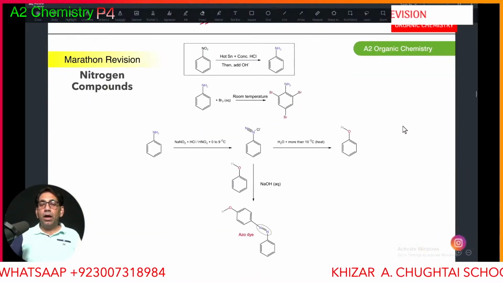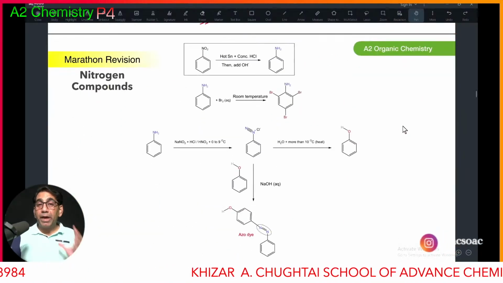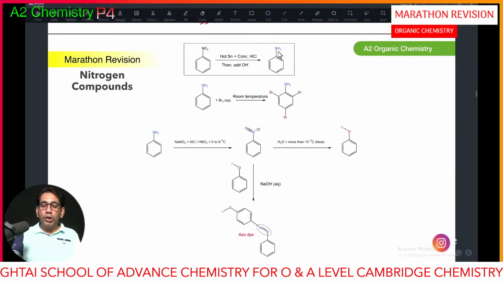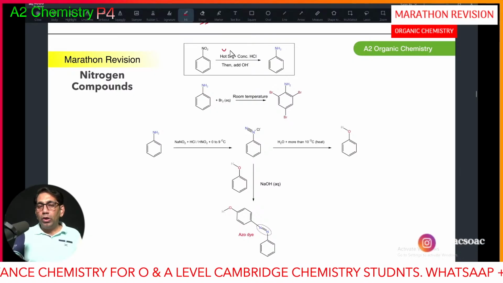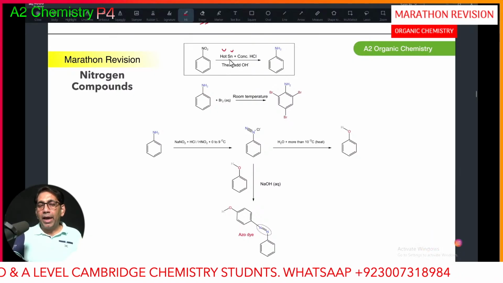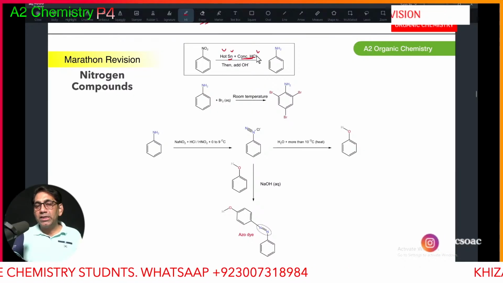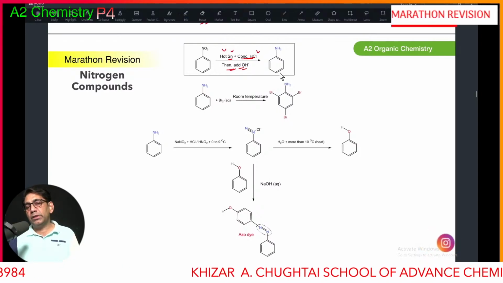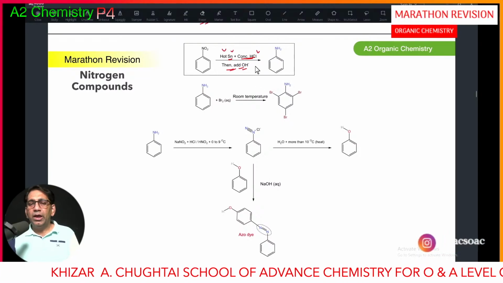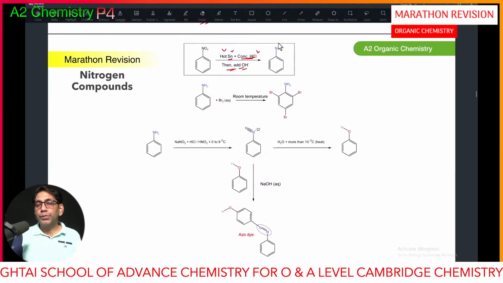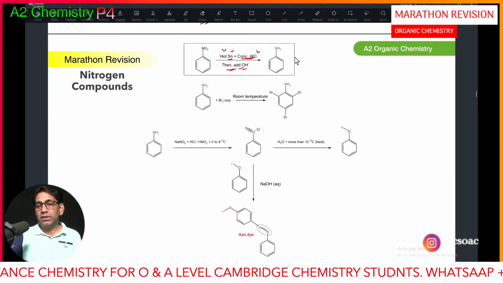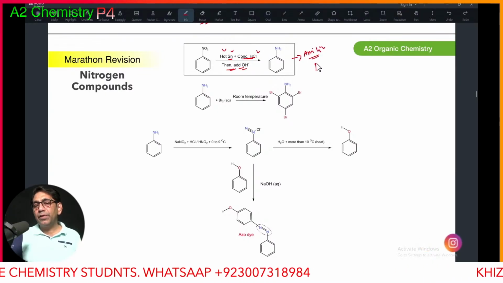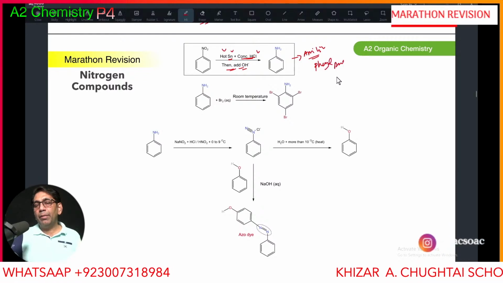The next thing is how to synthesize a special aromatic amine. Yes, it is a primary amine, but it is an aromatic amine. So there are basically different conditions: heat plus tin, concentrated HCl, and at the end we are supposed to add OH group into this whole mixture. So generally speaking, whenever you are supposed to make NH2 benzene, that is aniline, its second name is phenylamine. So phenylamine and aniline.